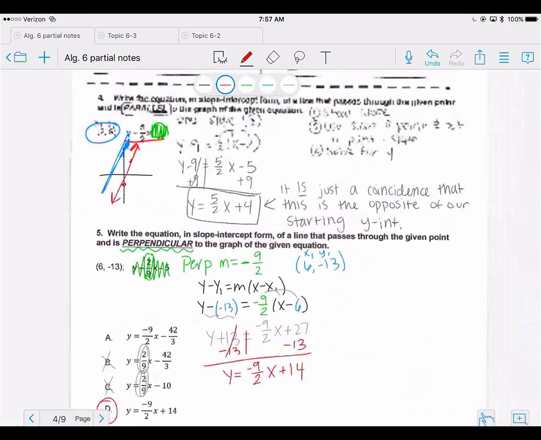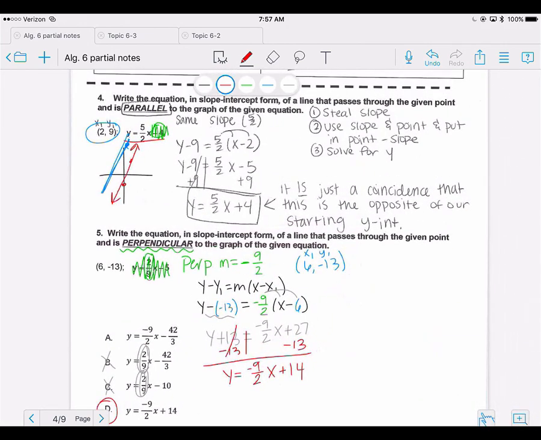So if you look, problem 5 has a little more work, because instead of stealing the slope and moving on from there, we have to steal the slope and make it the complete opposite. But your steps are exactly the same. You steal the slope and keep it the same, or steal the slope and change it, and then plug in your point and your slope to point-slope and solve for y.